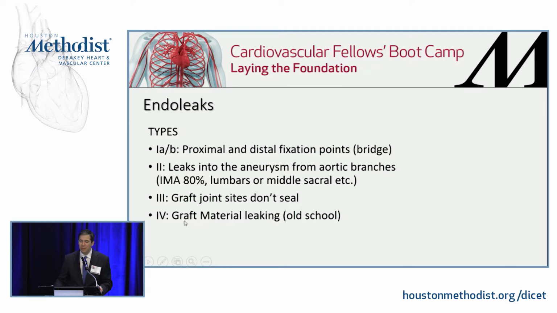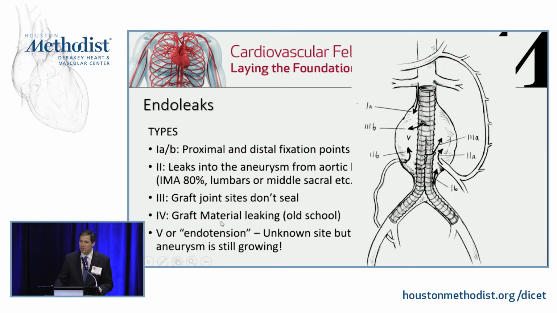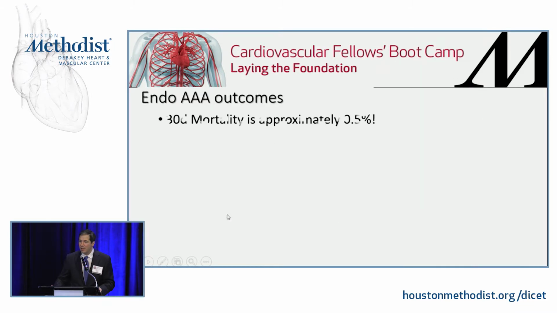A type 4 is sort of historic. I put it in here old school. Back in the day, the fabric was very thin, so the blood used to shoot in between the fabric. Nowadays, you might see a so-called type 4, which is at the suture lines. Remember, these are hand sewn, so in the little holes where the sewing was done. And then a type 5 is basically, I have no idea where it's coming from, or a so-called endotension. You have an aneurysm, it looks perfect, you did 50,000 CTs, you don't see contrast anywhere, but the aorta is still growing, so you know that it's under tension. That's called a type 5 endoleak, and here's a schematic.